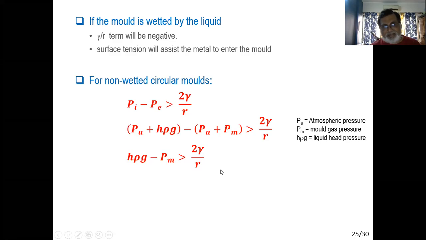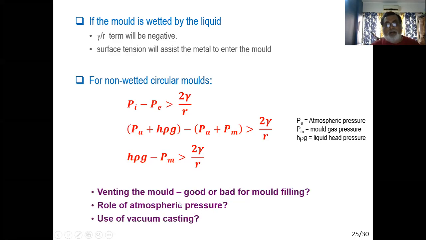Now let us consider these three aspects. Sometimes when the mold is prepared, the molds are usually vented using a small thin steel wire. They tend to vent the mold cavity. What is the purpose of venting? This venting, is it good or bad? Does it affect the filling of the mold? What happens during venting?